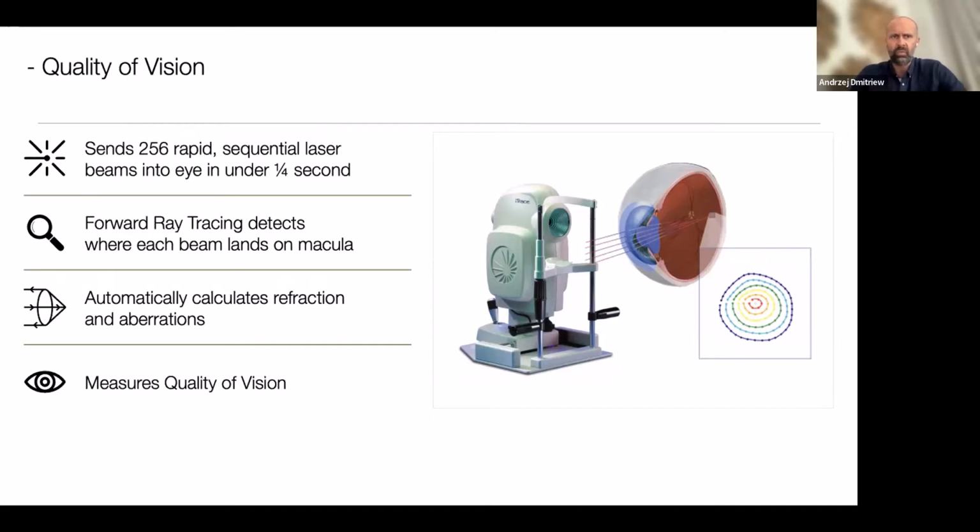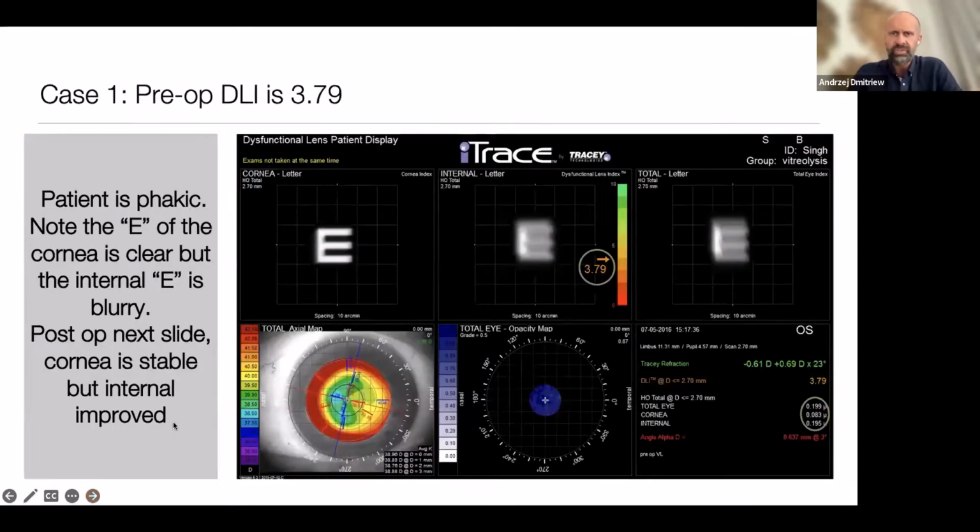So what can aberrometry do for us? If you consider the iTrace aberrometer, which is using the ray tracing technique to see the impact of specific opacities within the optical pathway of the eye, then you can easily document the quality of vision before and after. And I would use a couple of slides from Paul.